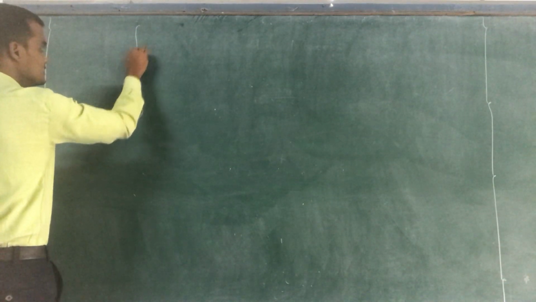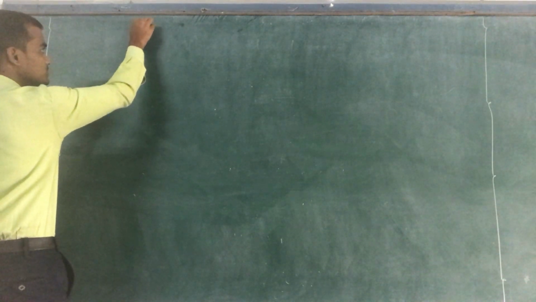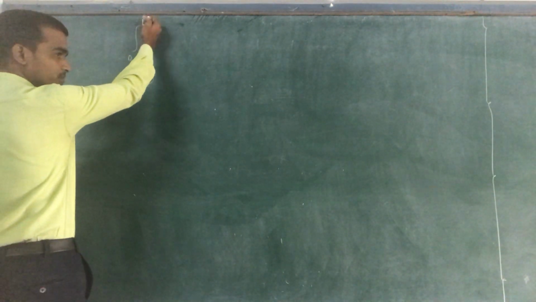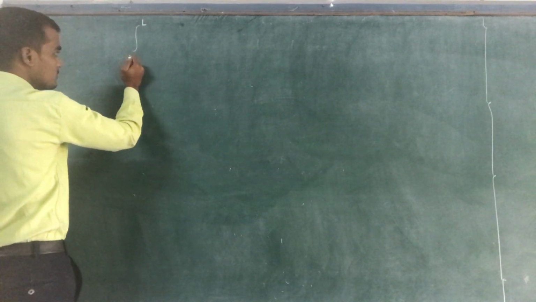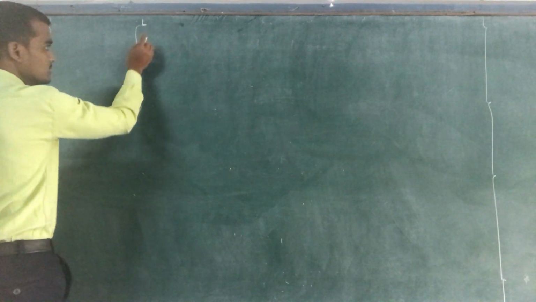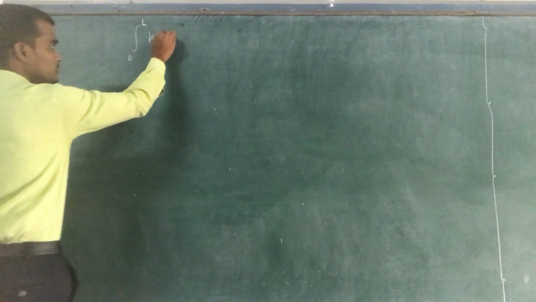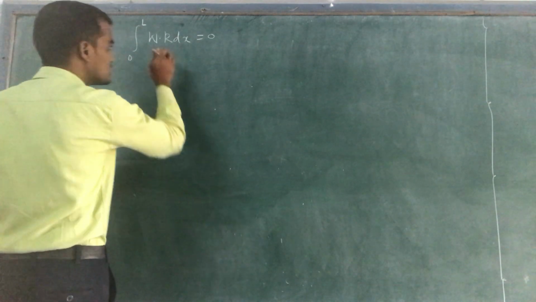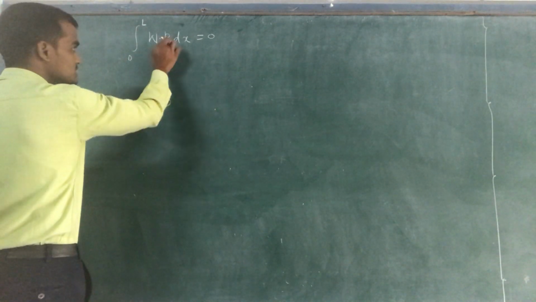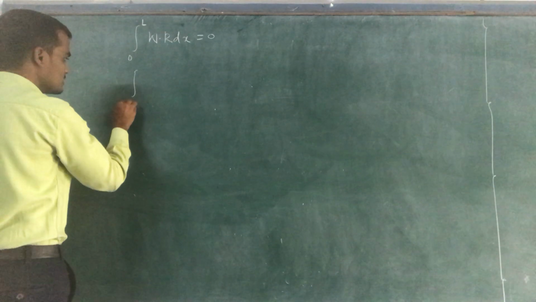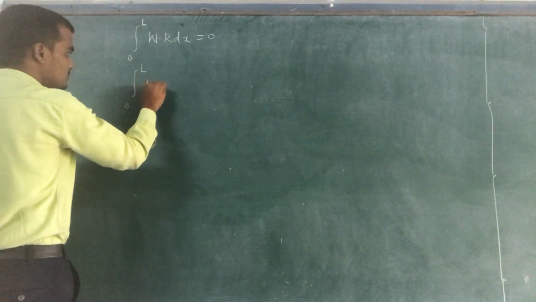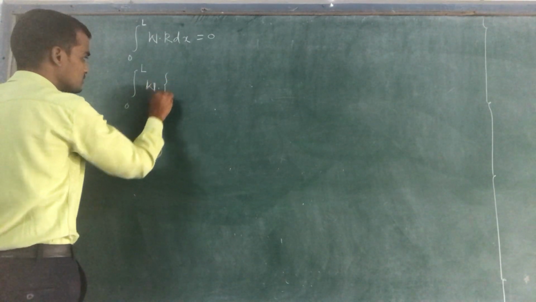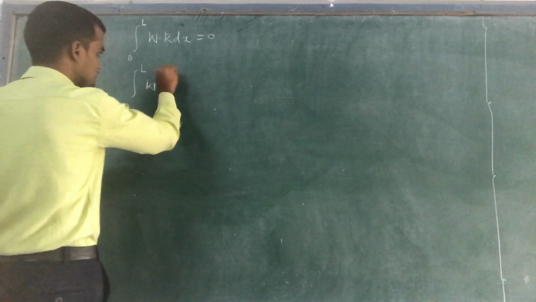integration 0 to L, where L is the length of the rod. From the initial limit 0 to the final limit L, this is given by integration 0 to L of W into the residual dx equal to 0. By putting this residual into this equation, we will get integration 0 to L of W into this equation.